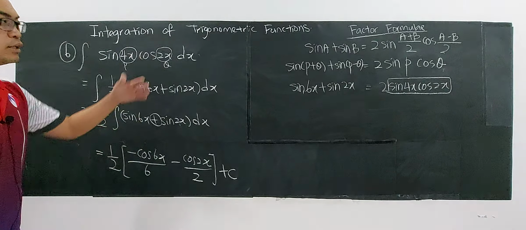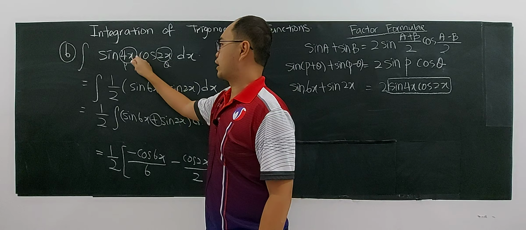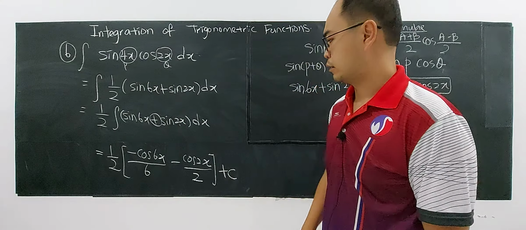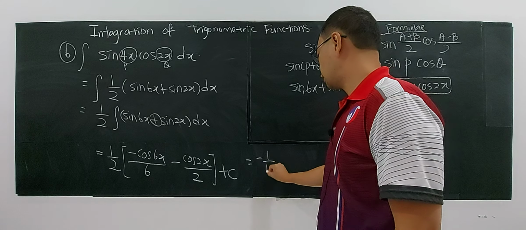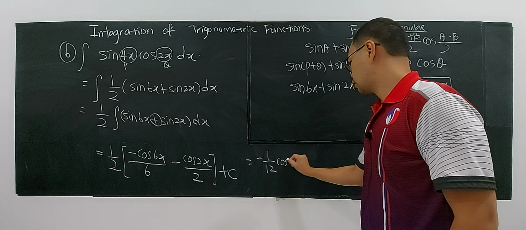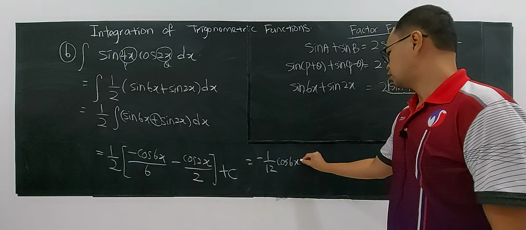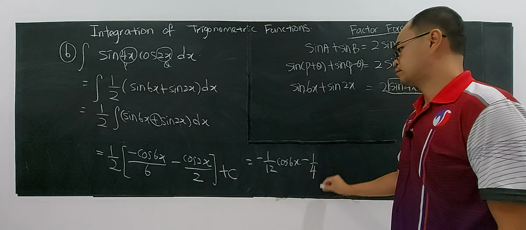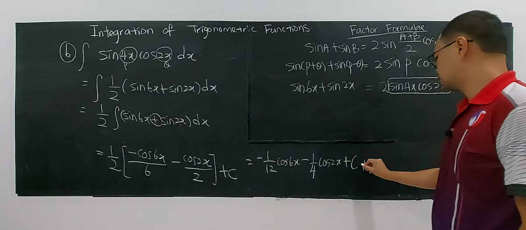Can you see that? You need the help of factor formula here, as you cannot integrate this when they are in product form. Must remember that. So then you're getting negative 1 over 12, expand, negative 1 over 12 cos 6x, 1 over 2, negative 1 over 2, negative 1 over 4 cos 2x plus c.